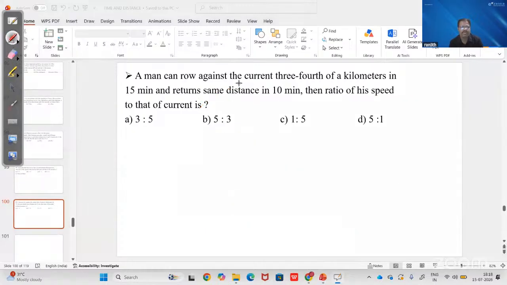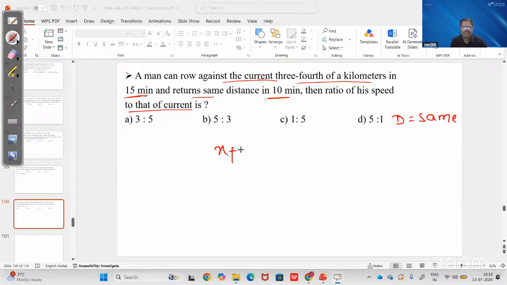A man can row against the current 3/4 of a kilometer in 15 minutes, and return the same distance in 10 minutes. The ratio of speed to that current is? So here the distance is the same, 3/4 of a kilometer. Speed will be equal to, so distance will be equal to the same.